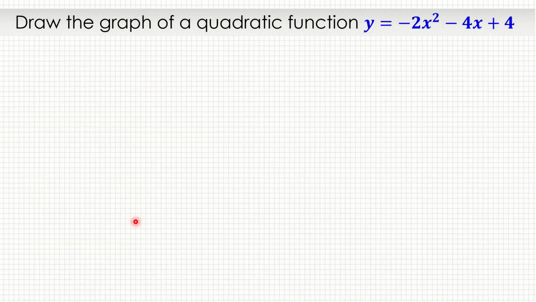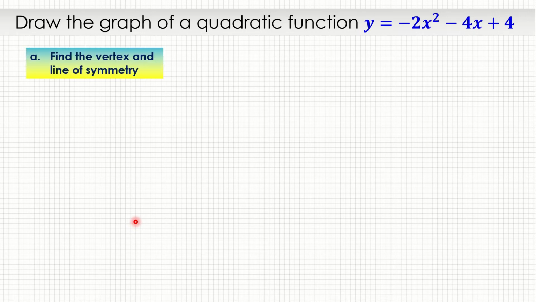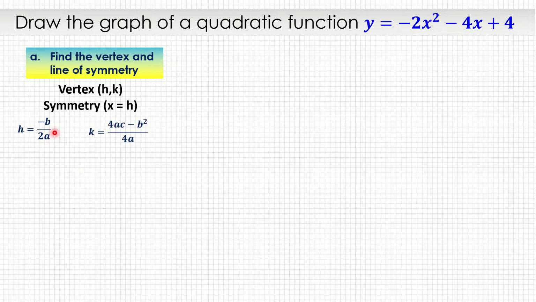So, let us have another example. Let us draw the graph of the quadratic function y is equal to negative 2x squared minus 4x plus 4. So first, we need to find the vertex and the line of symmetry. Since we know that the vertex is the point (h, k) and the line of symmetry is x is equal to h, then use the formulas in finding the values of h and k. For h, it is negative b over 2a. And for k, it is 4ac minus b squared over 4a.